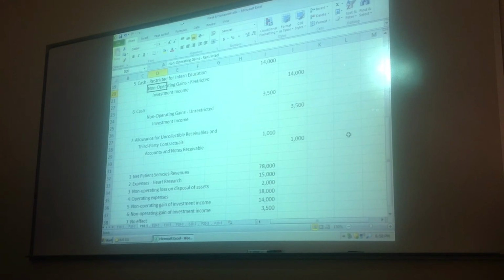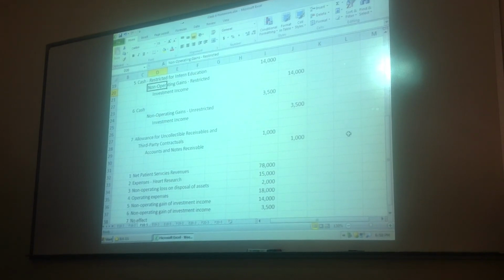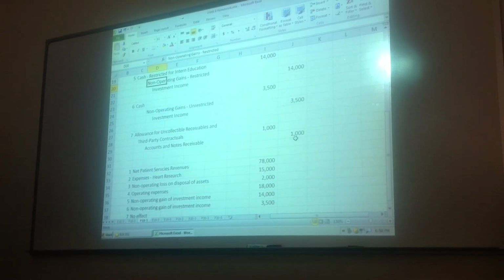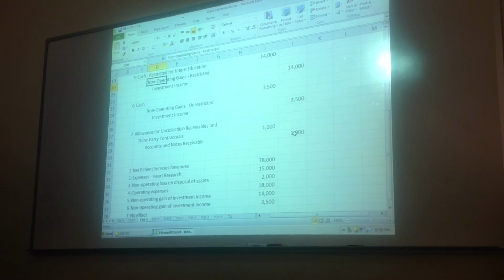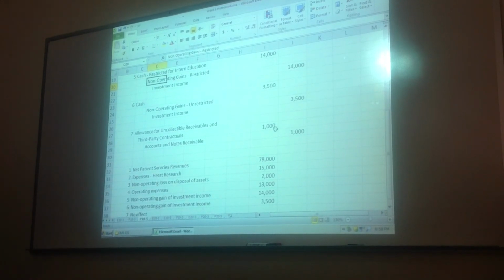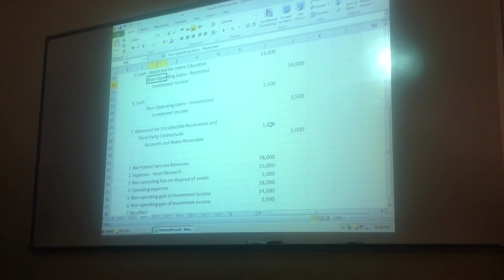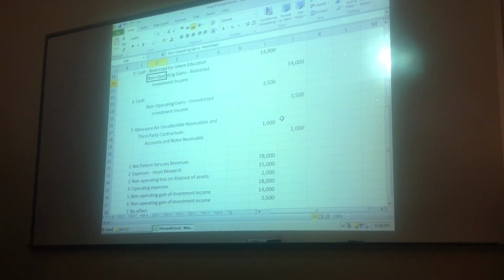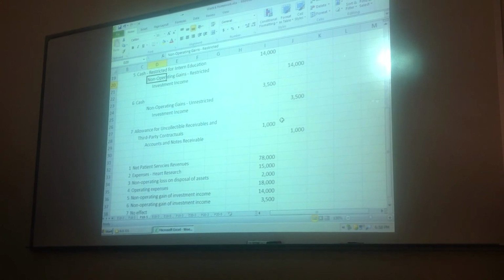Number 7, of the billings for patient services rendered, $1,000 was written off. So we write it off. We reverse our accounts receivable, a portion of our accounts receivable, and we reverse a portion of our allowance. Just like you would do a regular accrual method. Different names. Same story, different person.